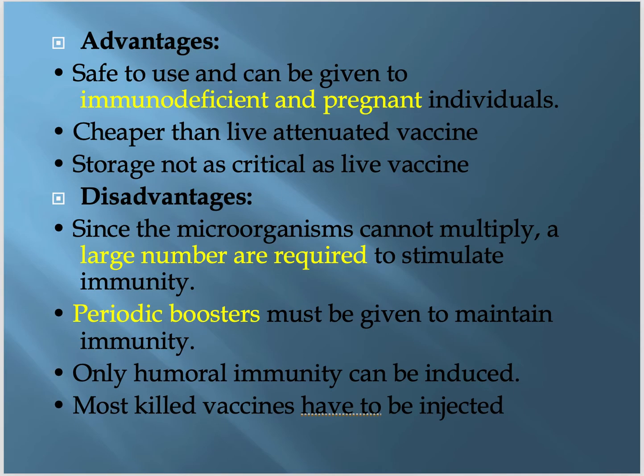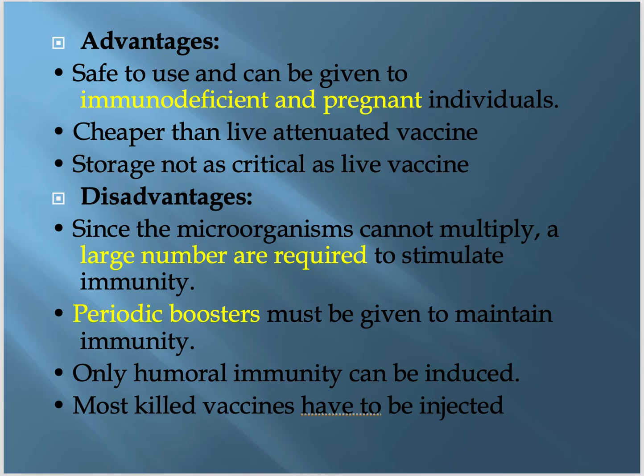Now, killed vaccines have some advantages. They are safe to use and can be given to immunodeficient and pregnant individuals, they are cheaper than live attenuated vaccines, and storage is not as critical as for live vaccines. They also have some disadvantages. Since the microorganisms cannot multiply, a large number are required to stimulate immunity, and periodic boosters must be given to maintain immunity. Only humoral immunity can be induced, and most killed vaccines have to be injected. They cannot be given orally.